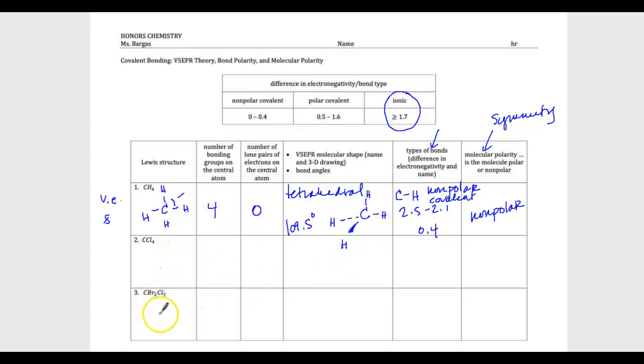Now, what happens when you get down here to something like this? I'm not going to do the whole thing for you. I've got some bonds here. There are 2 types of bonds. I've got a carbon-bromine, and I've got a carbon-chlorine. So you need to find the difference in electronegativity between these 2 different bonds, right? So one of them may be polar and one of them may not be, and that's okay, right?